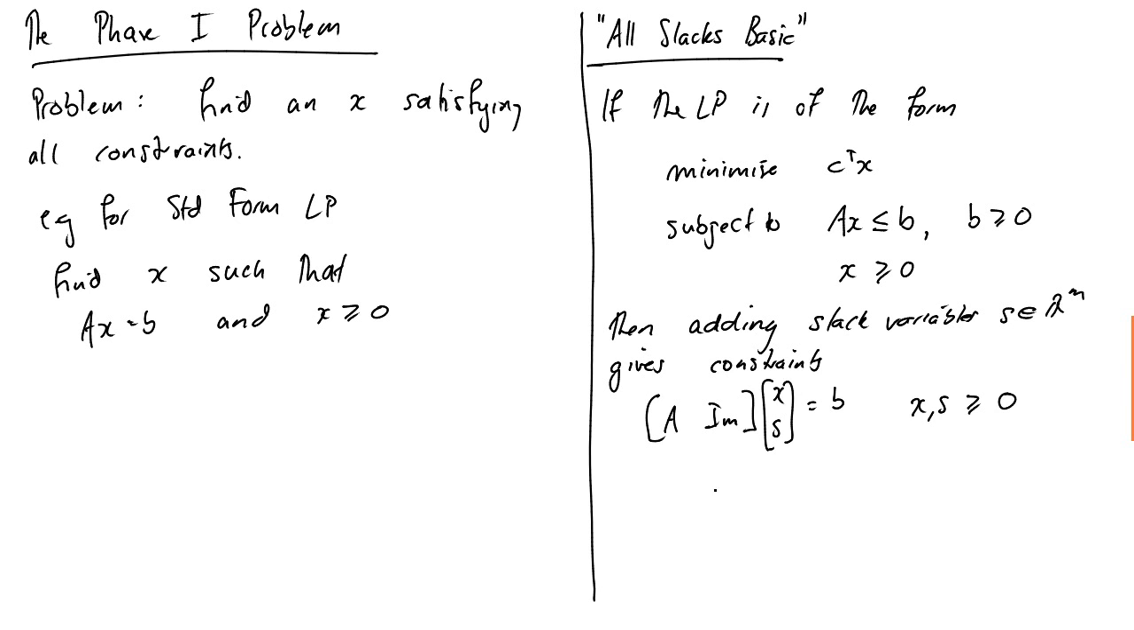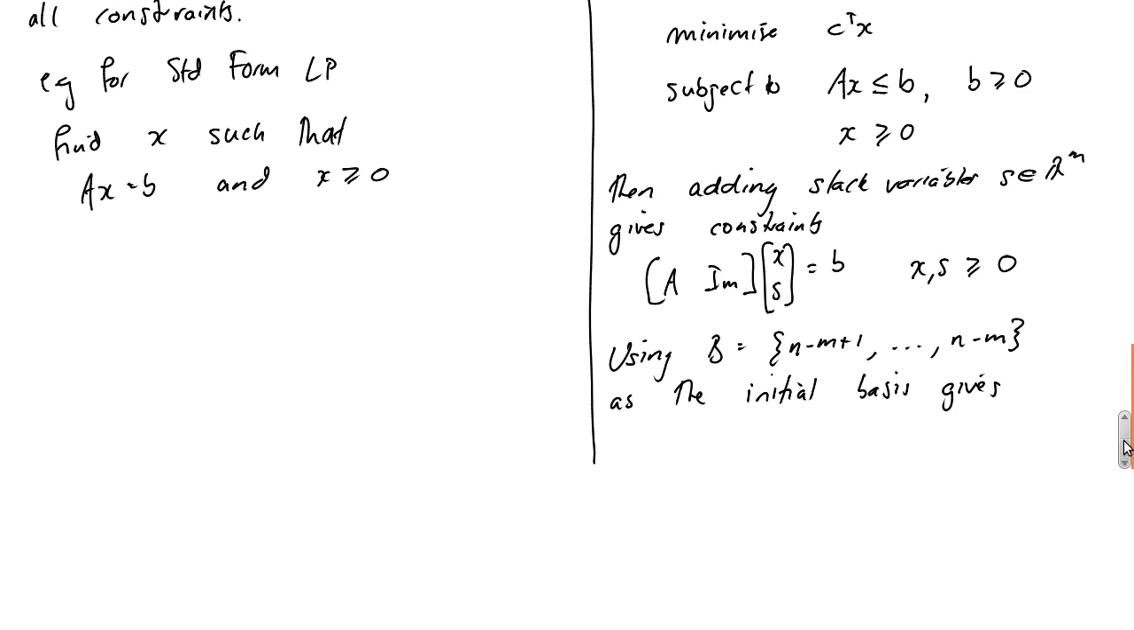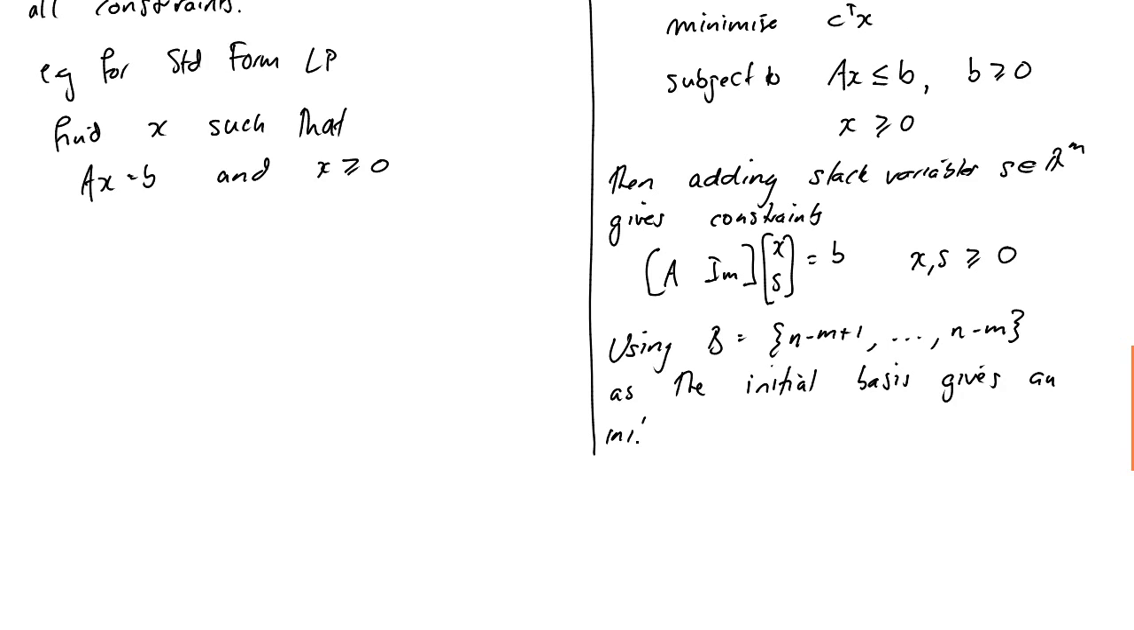And if we just use the last m variables, i.e. the slack variables, as the initial basis, that gives an initial basic feasible solution of (x, s) equals (0, b), which is greater than or equal to 0.